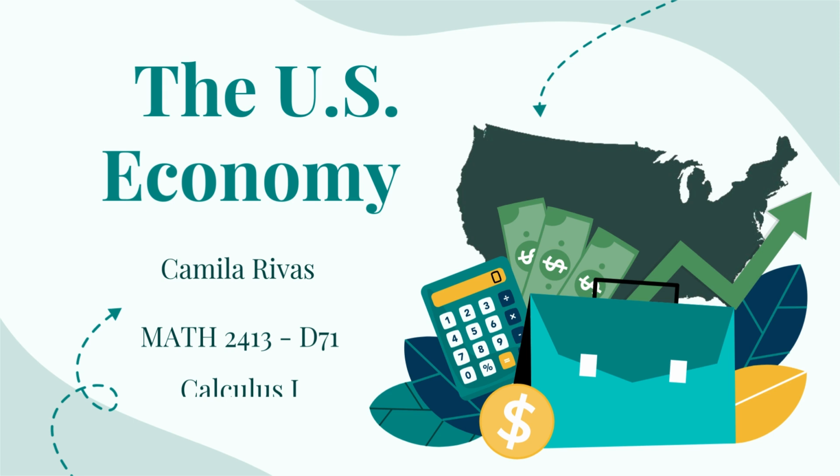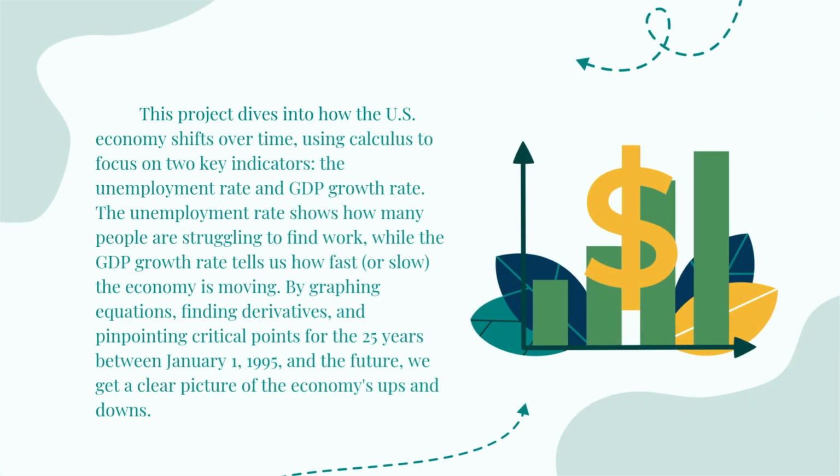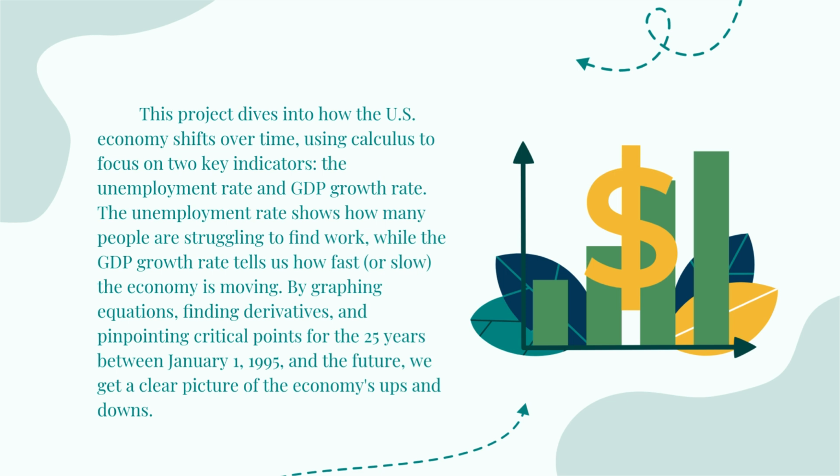This project explores the U.S. economy using calculus concepts, particularly focusing on the unemployment rate and the GDP growth rate over a span of 25 years. In this project, we dive into how the U.S. economy shifts over time using two key indicators, unemployment rate and GDP growth rate.